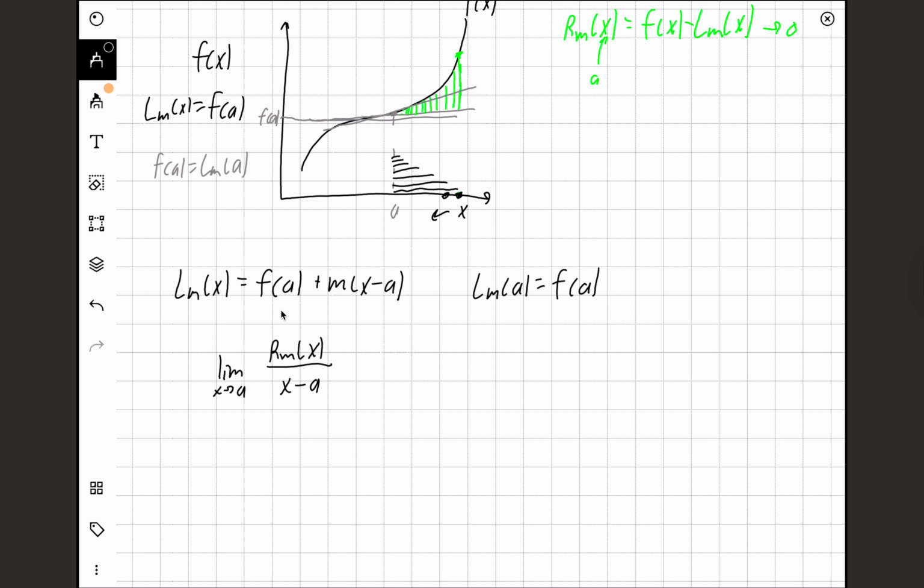But as x approaches a, we want our approximation function to approach f of a faster than x approaches a, because that's the whole point of the approximation. We don't want it to approximate in a linear fashion.